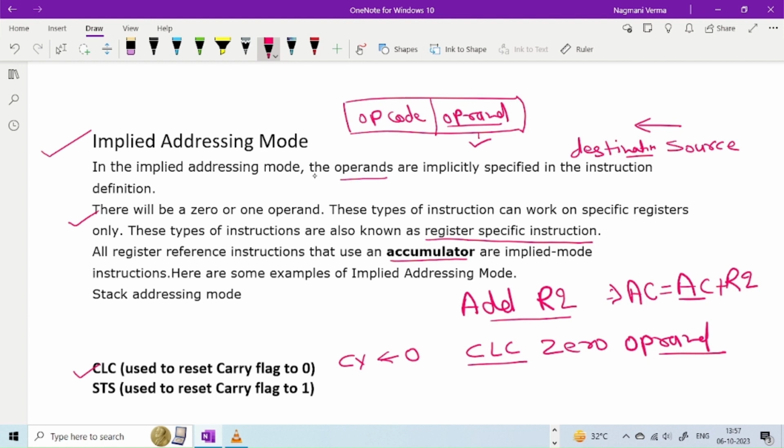This addressing mode is also called the stack addressing mode. Why is it called the stack addressing mode? Because we know that pop and push are there. For pop and push instructions, we don't need to say which address, because pop knows that in a stack it has to pick the top element. So because of that, it is specific to stack operations. It is called the stack addressing mode also. I hope it is clear.